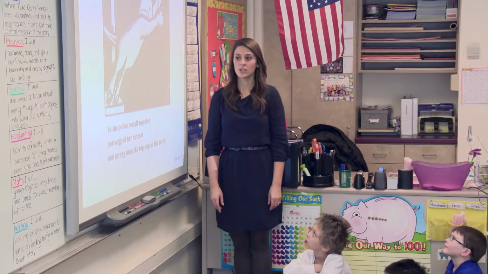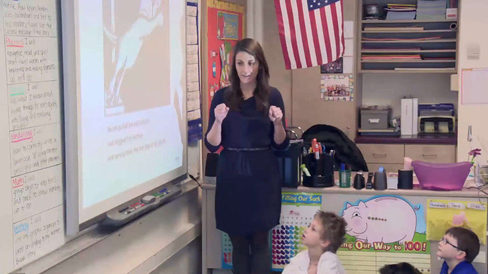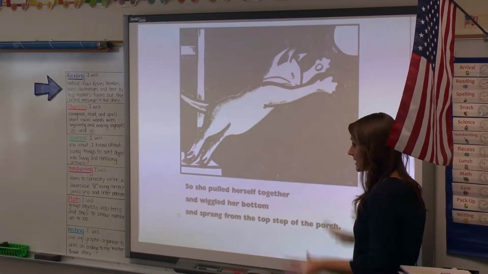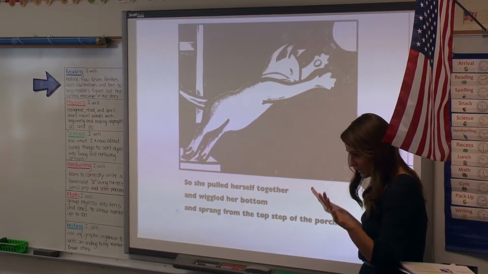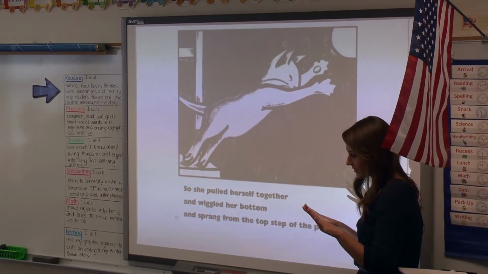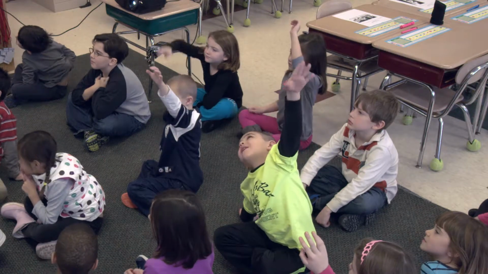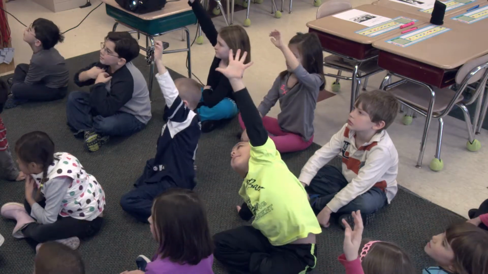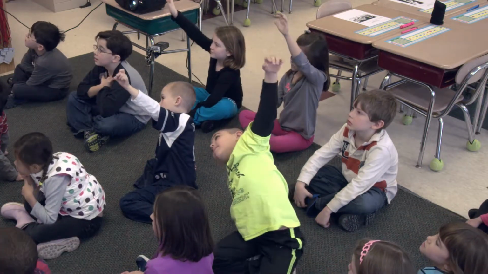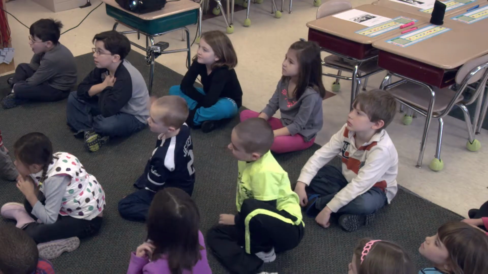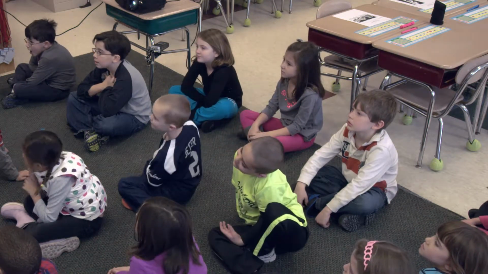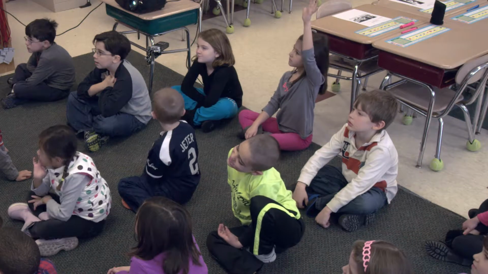So this time, she pulled herself together, wiggled her bottom, and sprang from the top step of the porch. What words does Kevin Henkes use this time to tell us what happened to little Kitten when she tried to get the milk? Madison? Wiggle. Okay, she wiggled her bottom. That's definitely an action.